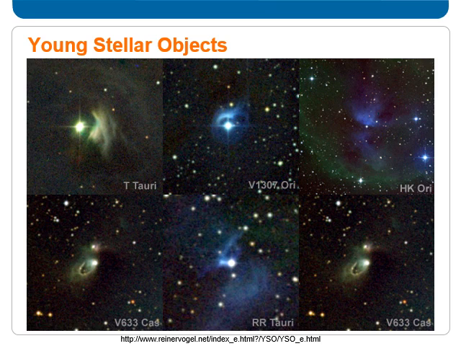Here are several examples: T Tauri, V1307 Ori, HK Ori, V633 Cas, RR Tauri, and V633 Cas. Notice all of these objects are associated with remnant dust clouds, leftovers from the star's formation.